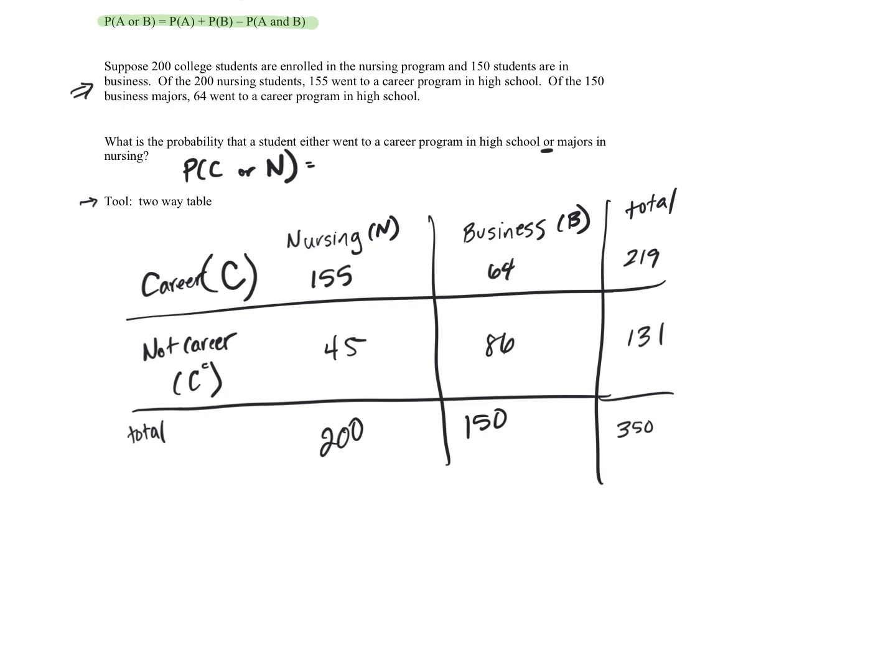All right. So what if I asked you just, what is the probability someone went to the Career Center? What would we want to look at? The total of the Career Center over the table total. Okay, great. So 219 out of 350.